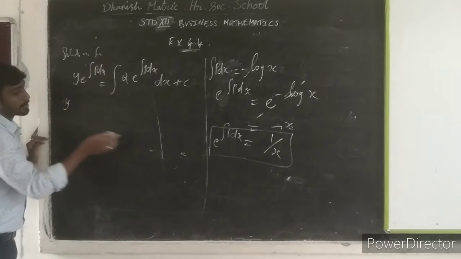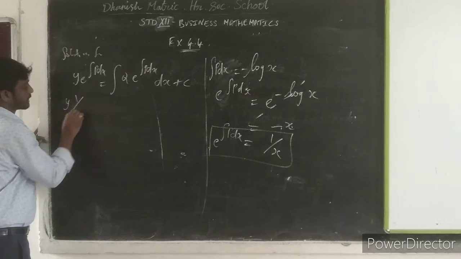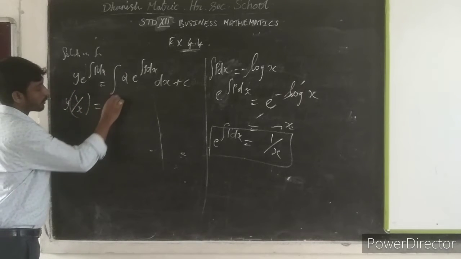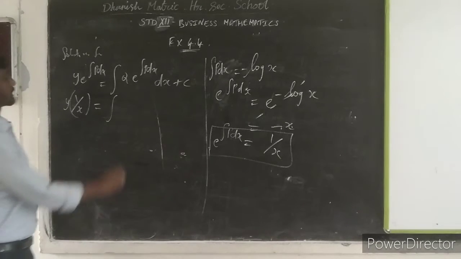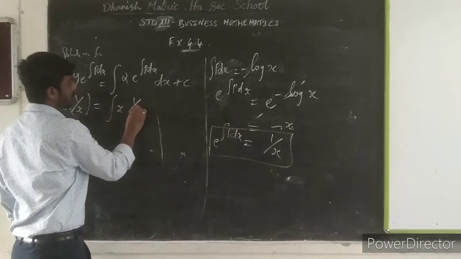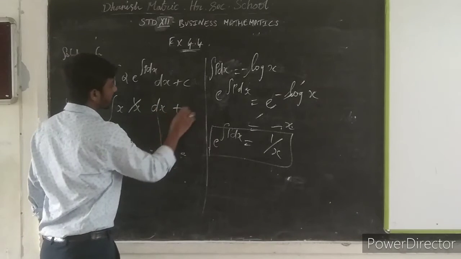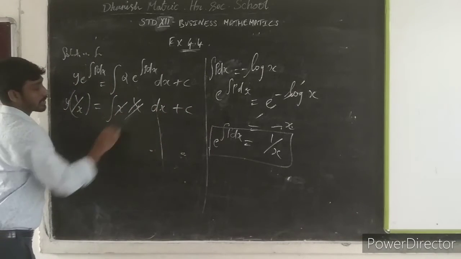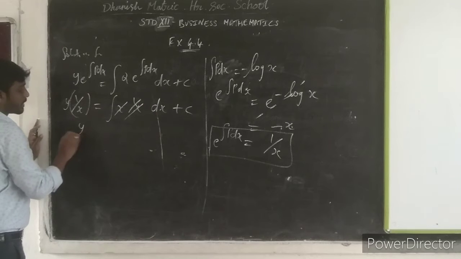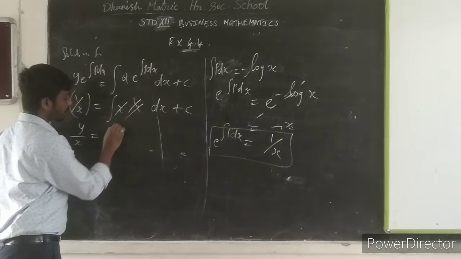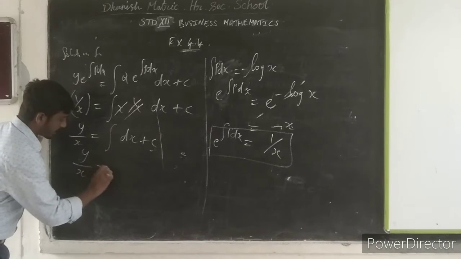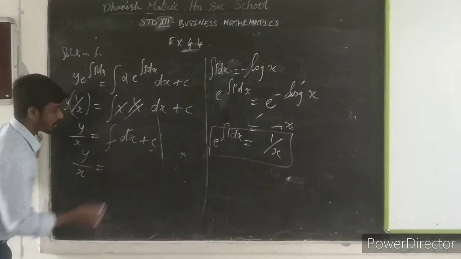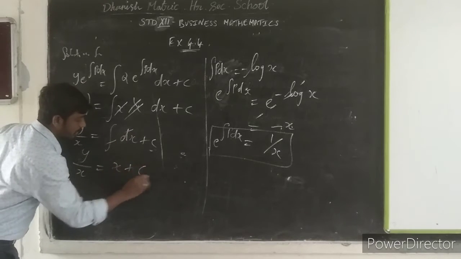y times e power of integral of P dx, that is 1 by x here, equals integrate of Q, which is x, times 1 by x dx plus c. So now we cancel this. y divided by x equals integrate of dx plus c. Cancelling the differentiation and integration, the remaining value is x plus c. That is the answer.